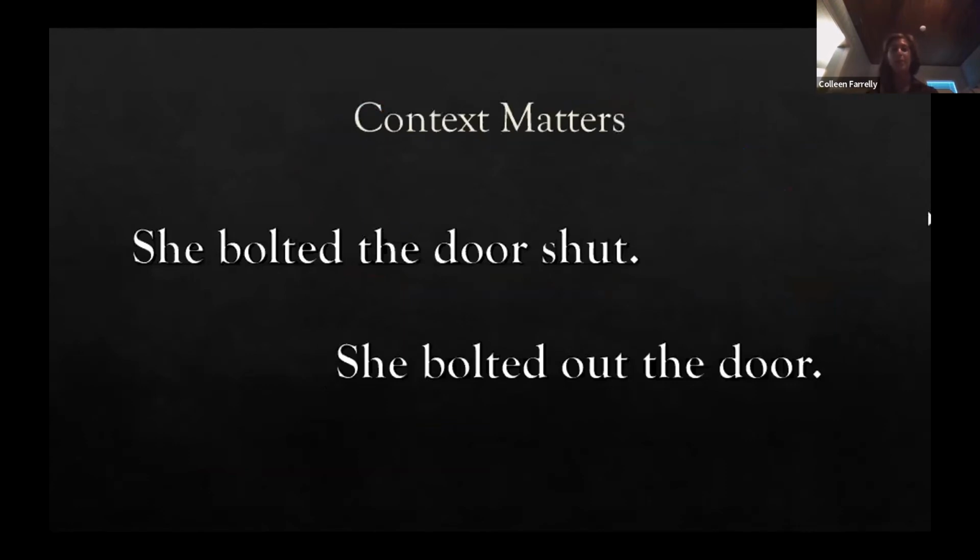One of the main issues with this, though, is that context matters. So consider the word bolted. She bolted the door shut. She bolted out the door. Both of these are using the word bolted, but they have very different meanings. And one of the big challenges with text data is this context problem. So we don't just want to understand that the word occurred. We want to understand what it means, what's actually going on in the sentence or in the paragraph or in an entire document.